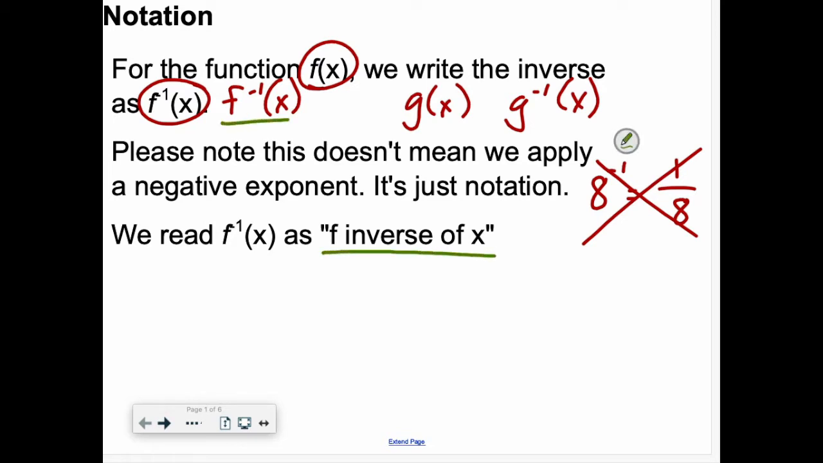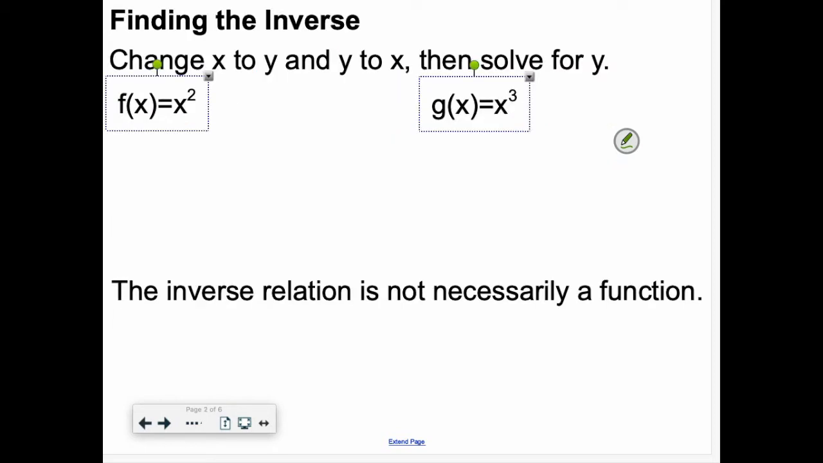So this would be f inverse of x. This would be g inverse of x. If you had an h, it'd be h inverse of x. Now, finding the inverse. This is going to be how we do it algebraically. And we're just going to change x to y and y to x, and then solve.